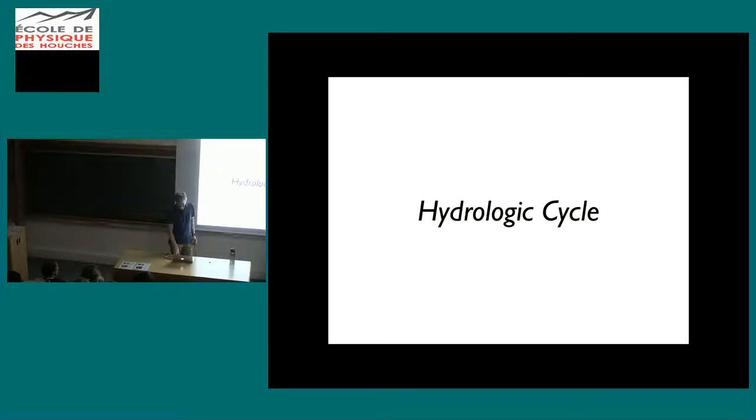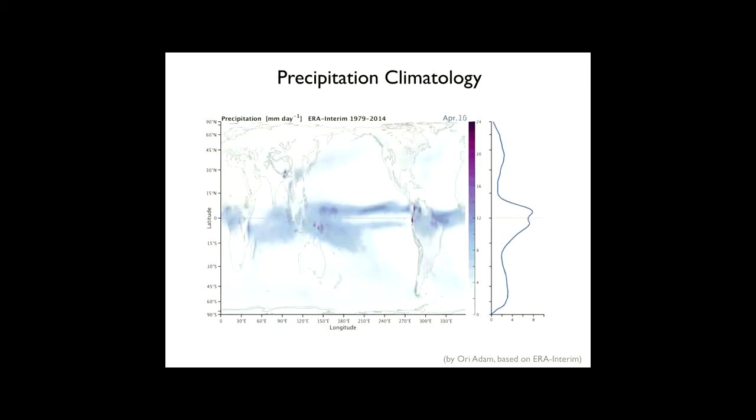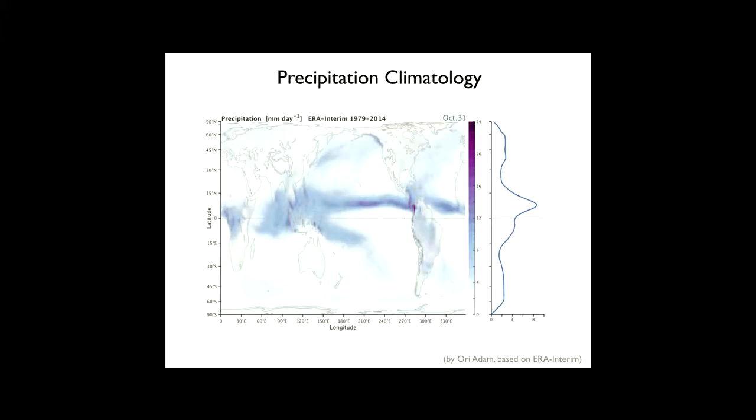Okay, hydrologic cycles. So temperature, wind, and water is the next thing, but I want to separate the cloud water a bit from how water cycles through your system. I've grown to like these kinds of animations. We used to just look at plots like I showed you, and that's already interesting to look at season by season. But if you animate it, you can see so much more. So this is precipitation from reanalysis data. It's animated by Ori Adam. He's in Israel now.